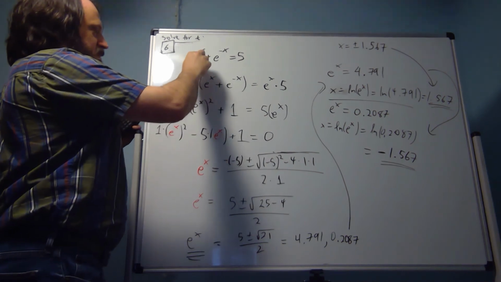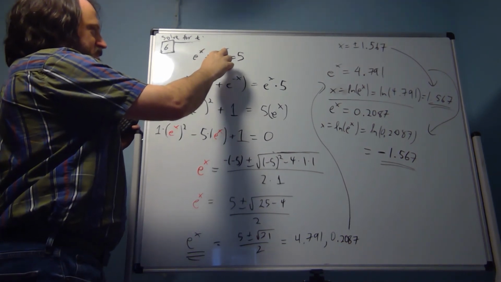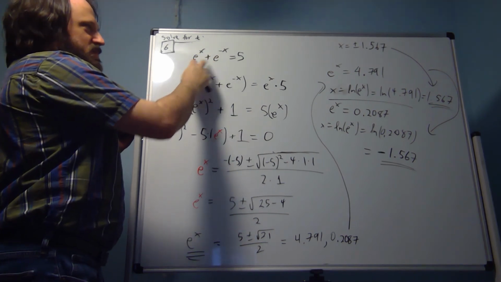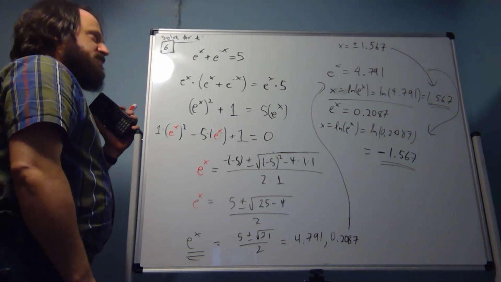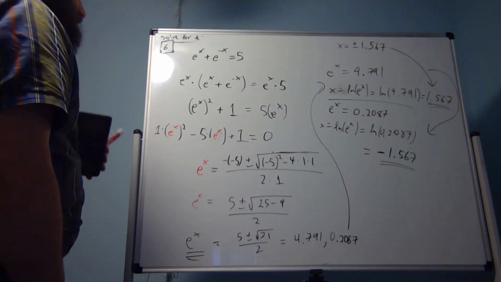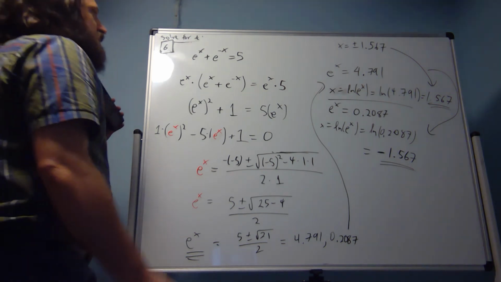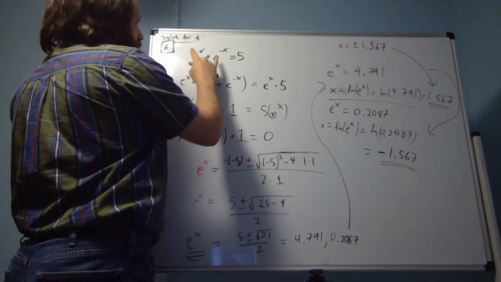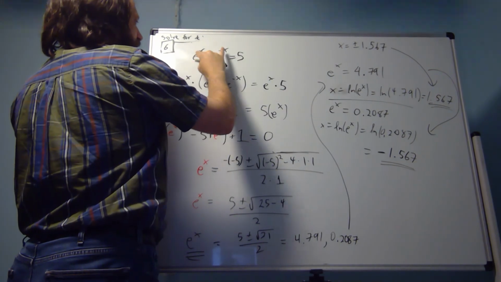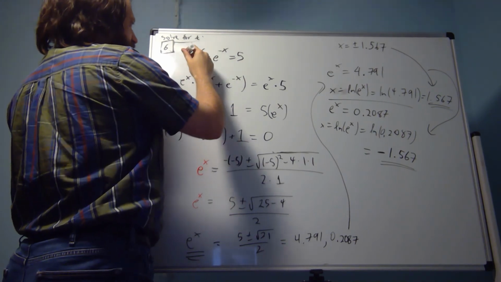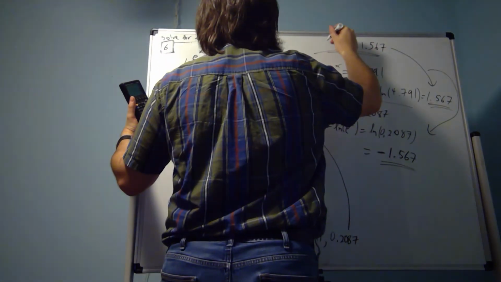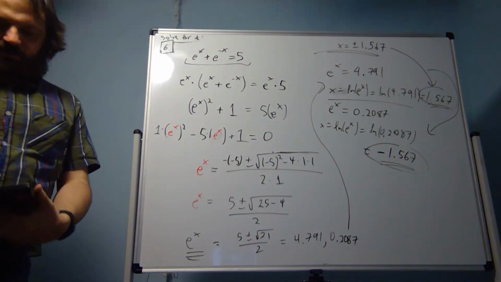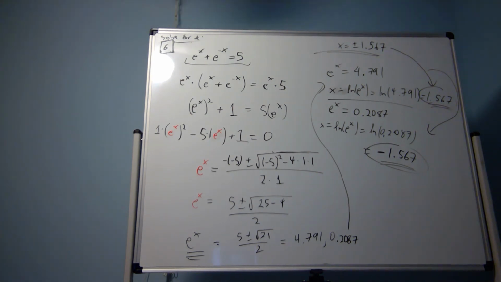If I plug in a positive number here, then e to the minus x is going to be, one of these is going to be e to the 1.567, and the other one's going to be e to the negative 1.567, which is pretty interesting. These two are like twins, and it's just which one is which. If you switch the plus and the minus, then these two just get switched. That's kind of interesting, but anyways, that's kind of how you do it.